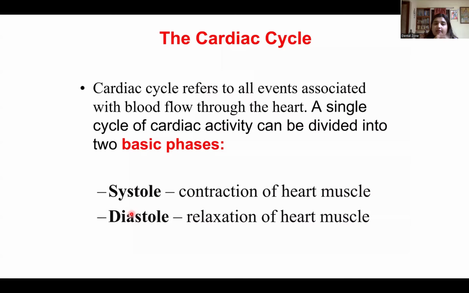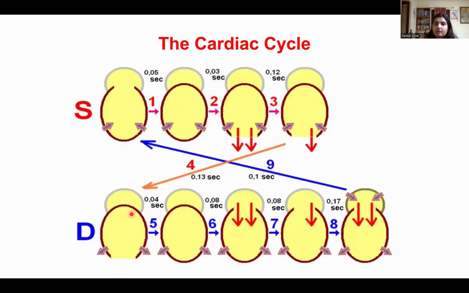So the cardiac cycle, there are 2 basic phases, the systolic phase and the diastolic phase. The systolic phase means that the heart muscles are contracting. Diastolic phase is the phase where the heart muscles are relaxing. So the cardiac cycle refers to all the events that are associated with blood flow through the heart. Okay, so cardiac cycle, systolic phase and diastolic phase. Within 4 seconds, the systolic phase is completed, and in 9 seconds, the diastolic phase is completed.